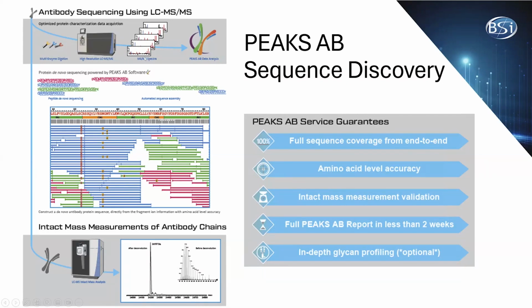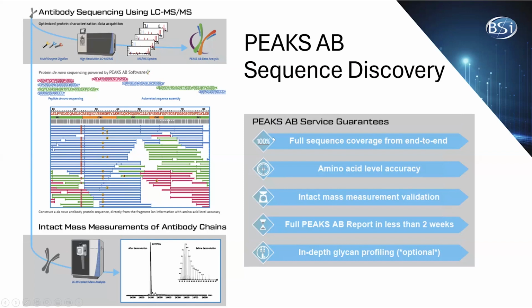So once we receive an antibody sample, we perform multi-enzyme digestion to generate different lengths of peptides. And then once we've run these digests on our high-resolution LC-MS instrument, we input the raw data into our PeaksAB software, where the raw spectra will be de novo sequenced to derive the peptide sequences. And then these peptides will be assembled into complete heavy and light chain protein sequences. Once we've assembled the amino acid sequence, we validate that we have the correct sequence by matching to the intact mass measurements within certain error tolerance.